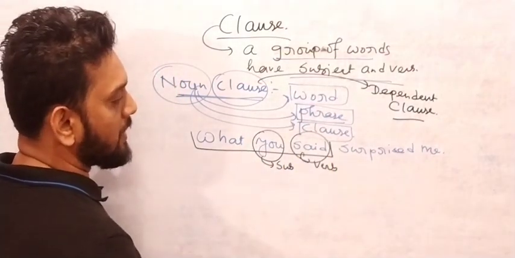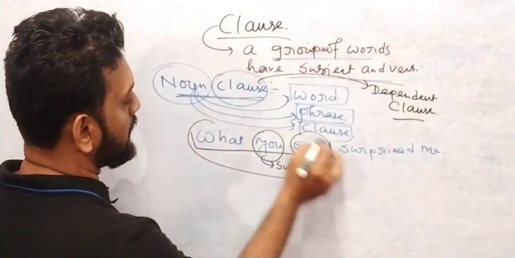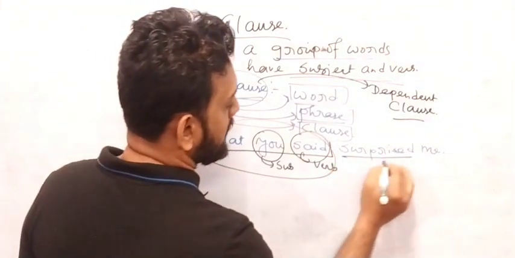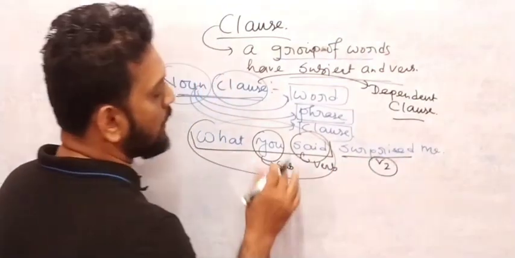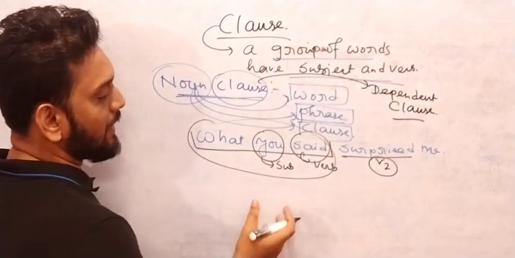So how many clauses are there? Two clauses. The first one is the noun clause itself: what you said. And surprised is also a verb, the second form of a verb. What you said surprised me. So it is written like this.